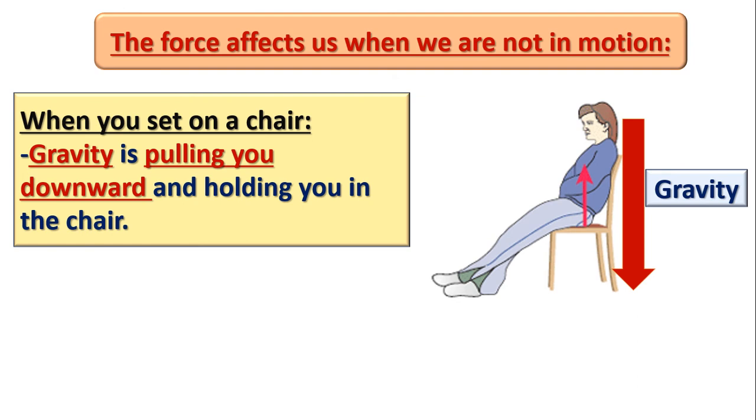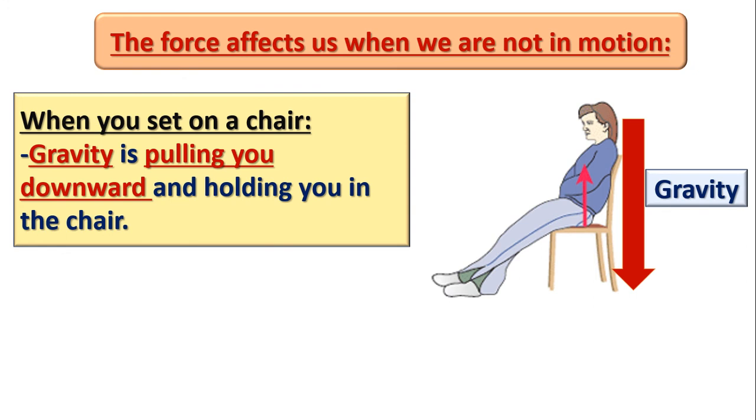Why is the chair pushing you up? To resist the gravity. Anything above the ground, the chair, the table, the books, anything above the ground, even you, is resisting the gravity and pushing up. The chair is pushing up, the table is pushing up, the books are pushing up. Anything above the ground is making a force by pushing up to resist the gravity.